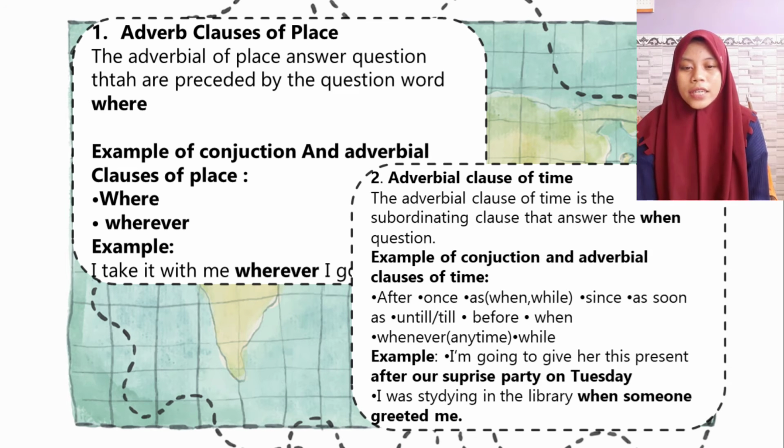Examples of conjunctions of adverbial clauses of time: after, once, as, while, since, as soon as, until, till, before, when, whenever, anytime. Example: I'm going to give her this present after our surprise party on Tuesday. I was studying in the library when someone greeted me.